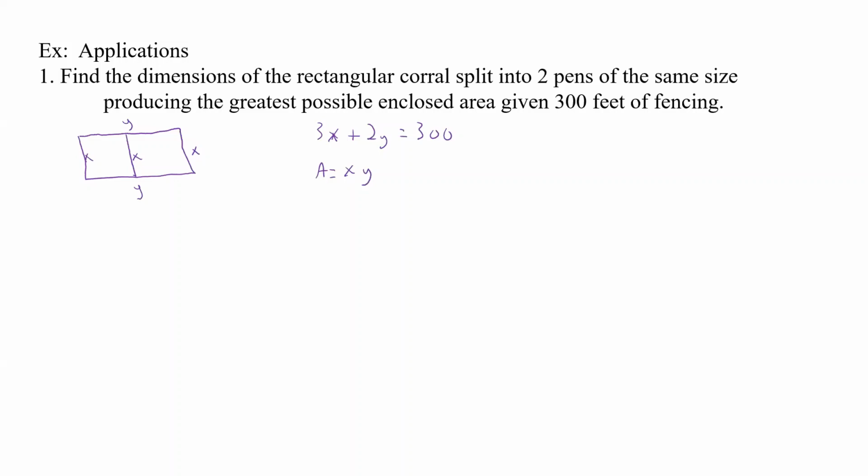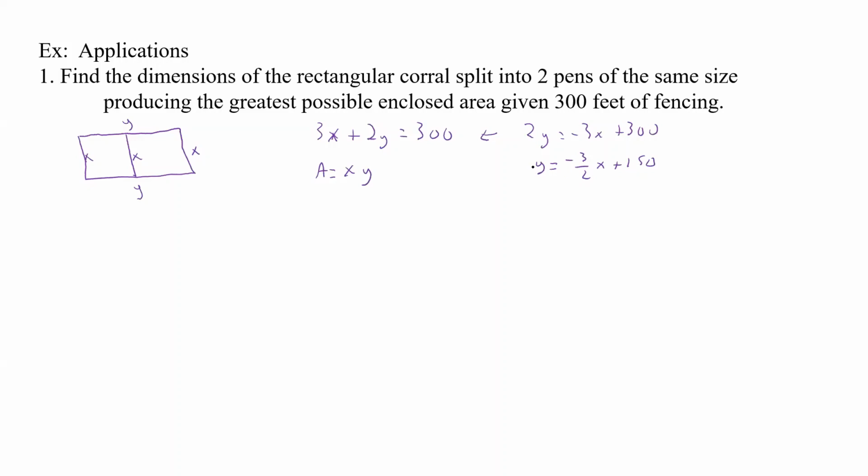Okay. Now, what I'm going to do is solve our first equation for either x or y. It doesn't matter which. And then I'm going to plug that into the other equation and go from there to get my quadratic. Maybe I'll solve it for y just because it looks like it'd be a little nicer. So if I take the 3x to the other side, we get 2y equals negative 3x plus 300. Now if I divide by 2, y equals negative 3 over 2x plus 150. So that's what y equals.